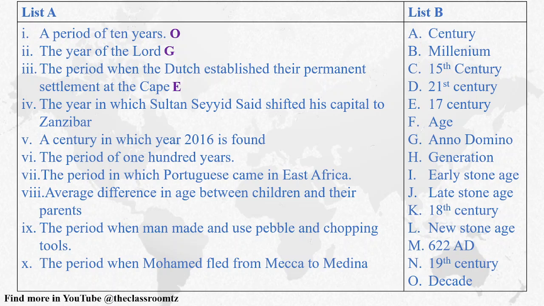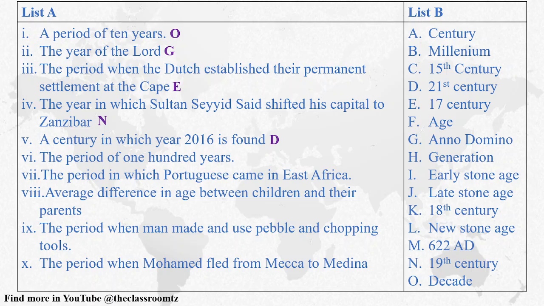Roman 4. The year in which Sultan Said shifted his capital to Zanzibar. Also this was not part of sources, but we may answer it. That was 19th century. So as long as it involves centuries, we can still say it is part of the first topic. A century in which the year 2016 is found. In which century? 2016 is in the 21st century. Make sure you are able to convert centuries to years and years to centuries.